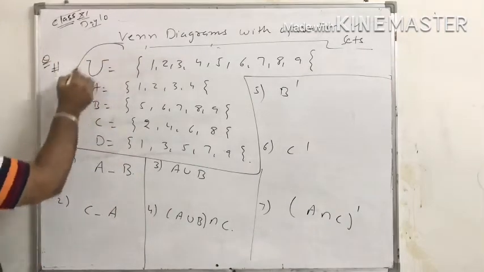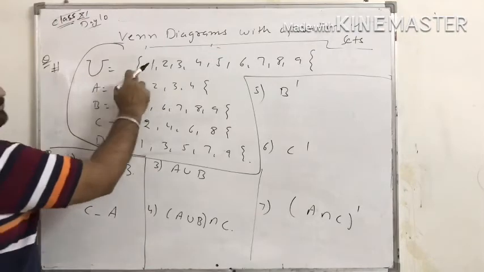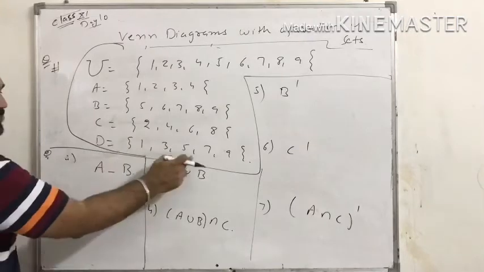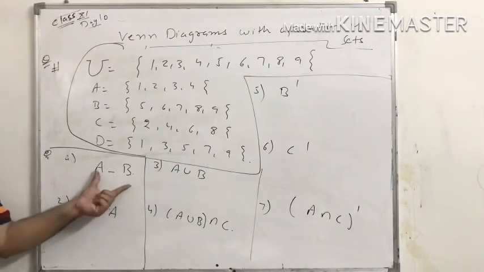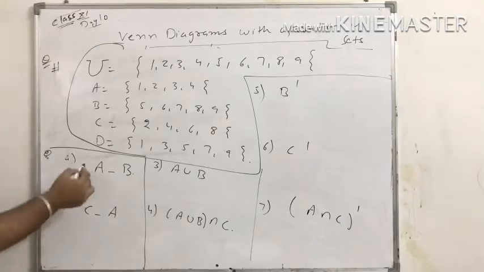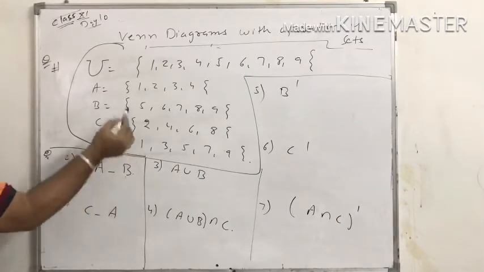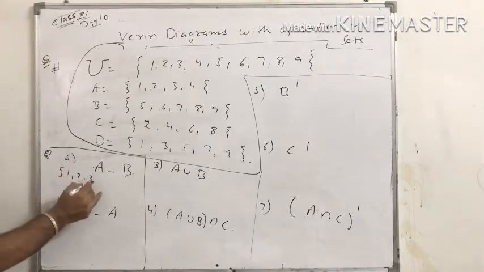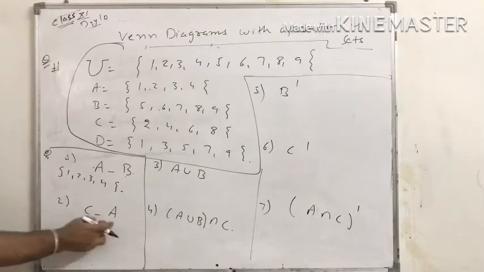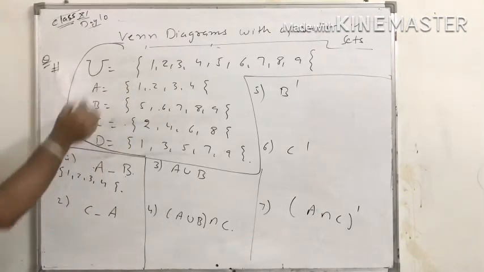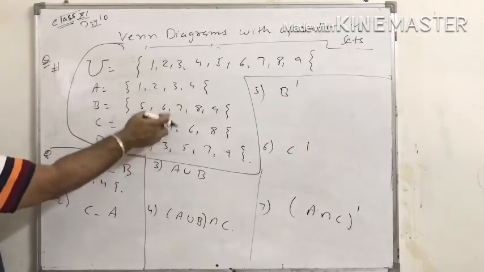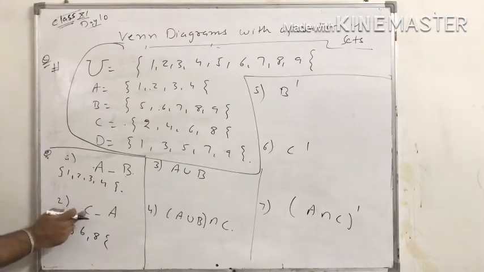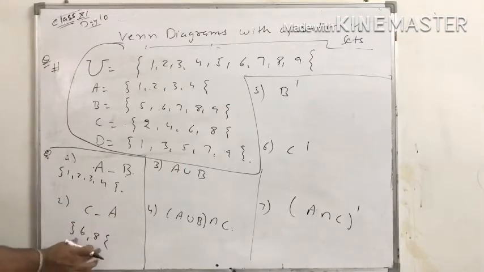Now this is a question. The elements of universal set, the elements of set A, the elements of set B, the elements of set C, the elements of set D. Now the first question, A minus B. What is A minus B? The elements of A not present in B. So which are the elements? 1, 2, 3, 4. Now C minus A. The elements of C which are not present in A. So 2 present, 4 present, 6 or 8. The elements are 6 and 8.